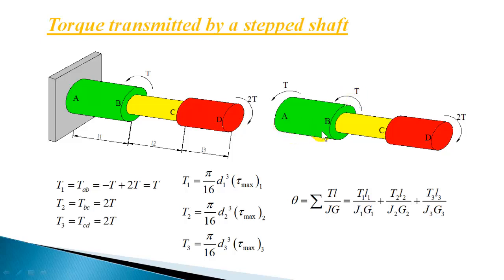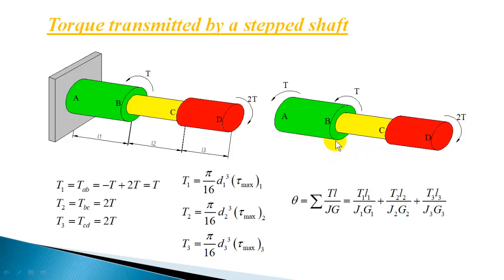So the angular twist in the first section AB you can calculate as T1 L1 divided by J1 G1. And next in the section BC, again you have a clockwise torque, because this 2T is the torque acting in the section BC. So that is also positive, clockwise we can take as positive. And CD also we have positive torque 2T. So find out the torque in each section, take clockwise as positive and anti-clockwise as negative. So in this case all the three sections have clockwise torque.